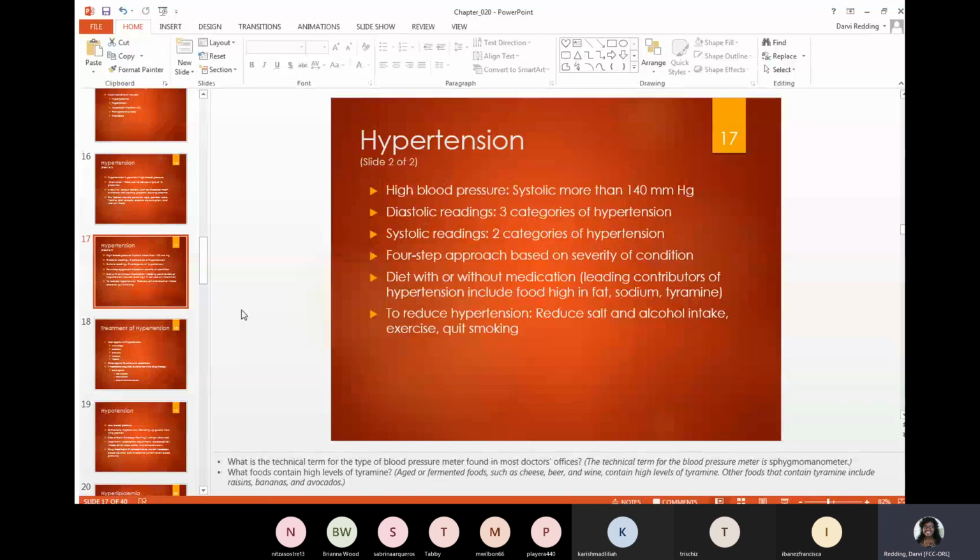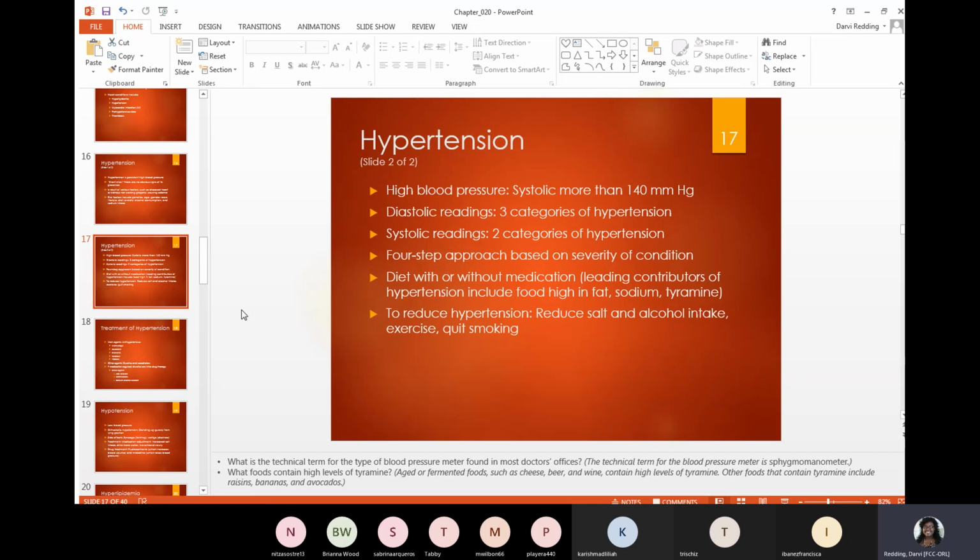And then how is it read? That's where the diastolic readings have 3 categories of hypertension, and the systolic has at least 2 categories of hypertension. So there is a 4-step approach based on the severity of the condition. And when a person has hypertension, they can either diet with or without medication.